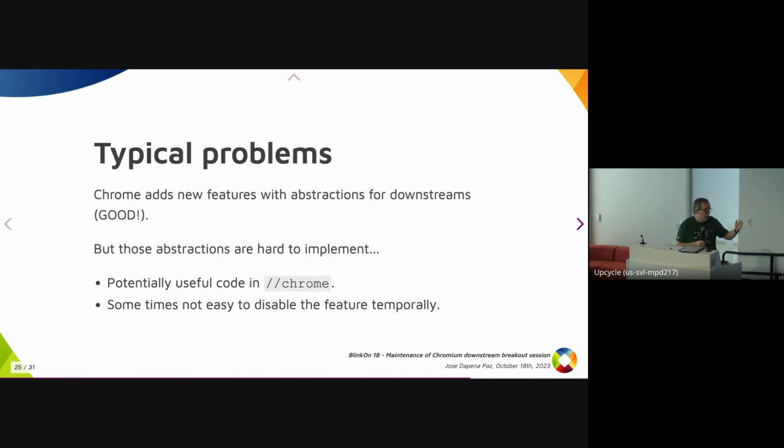Okay, another problem: Chrome adds new features. That's good. With abstractions for upstream, that's still good. But those abstractions need to be implemented for these downstreams. So it's an effort. Okay, we need to implement PWA. And PWA, for all the downstreams I know, has been really, really complex to integrate because it's quite tailored to the OS and to the user experience. So yeah, it's a great feature. It's great for the web, but it has been a problem because it's not simple.